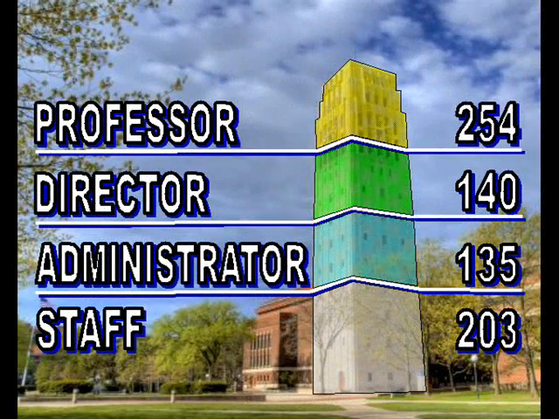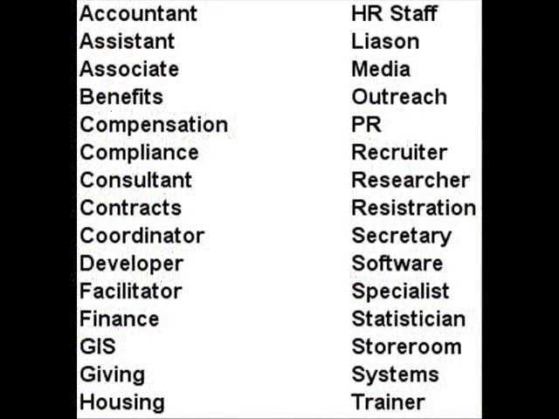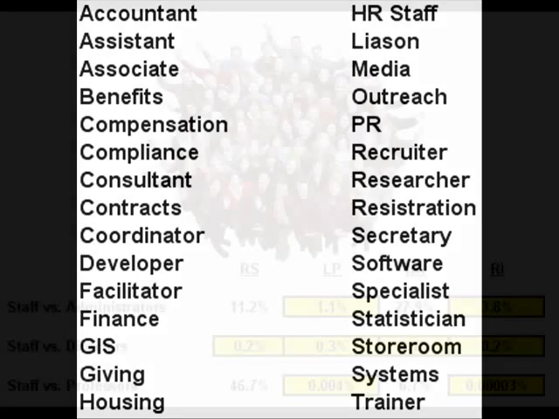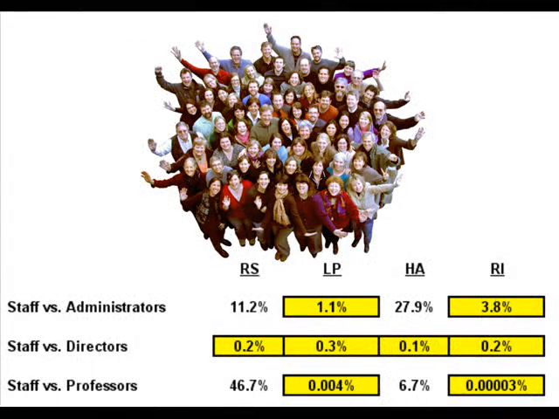In our sample, the staff level is represented by 203 people. Here is the range of the non-management functions these people perform. It is enough to be representative of the university staff level as a whole. This graphic shows that the staff level differs significantly from all management levels in 8 of the 12 relationships.